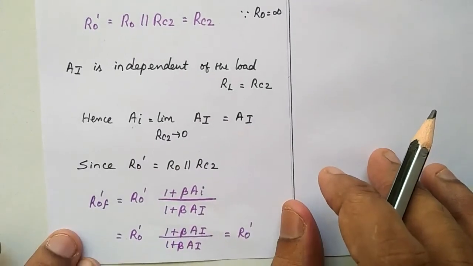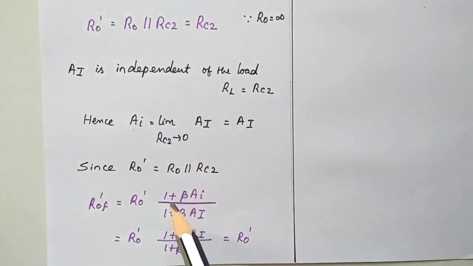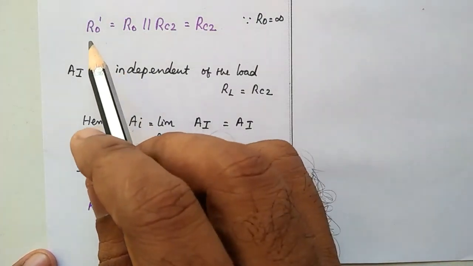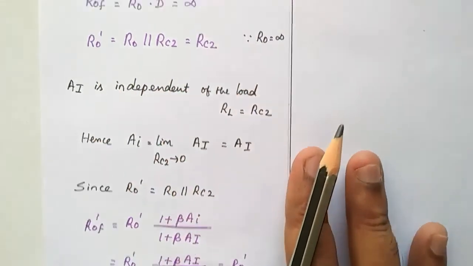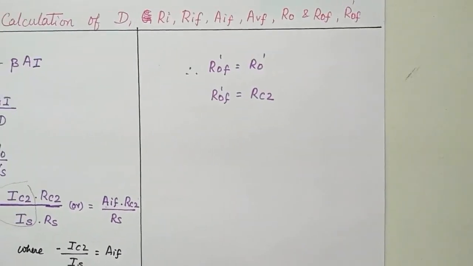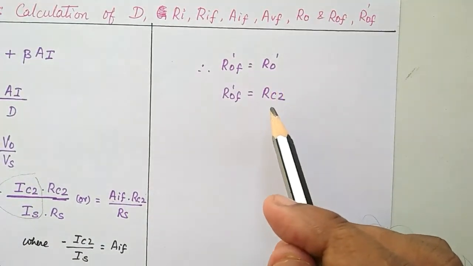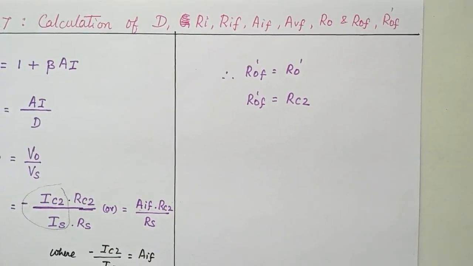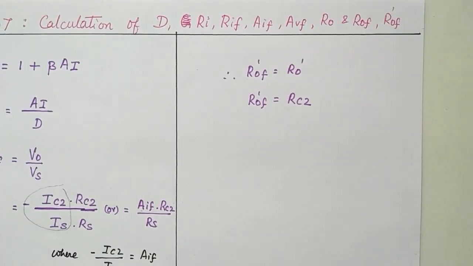Hence, for finding ROF dash, we can substitute 1 plus beta small ai with 1 plus beta capital AI. Both are the same value, so both get cancelled. Finally, ROF dash becomes RO dash. Already we found what RO dash is, it is nothing but RC2. Hence, finally, we can write ROF dash is equal to RO dash, which is RC2. So up to this, we have completed the 7 steps for analysis of the current shunt feedback amplifier. Thank you for watching.